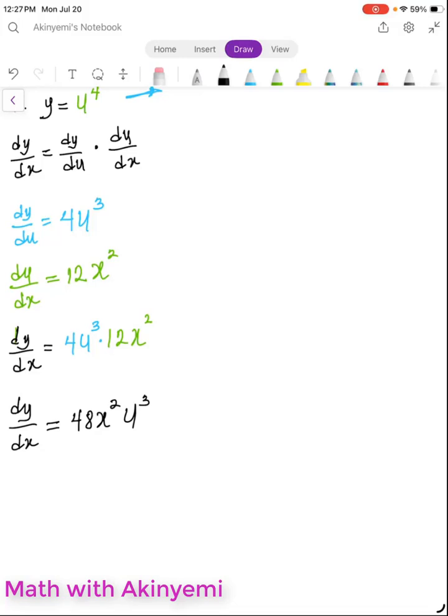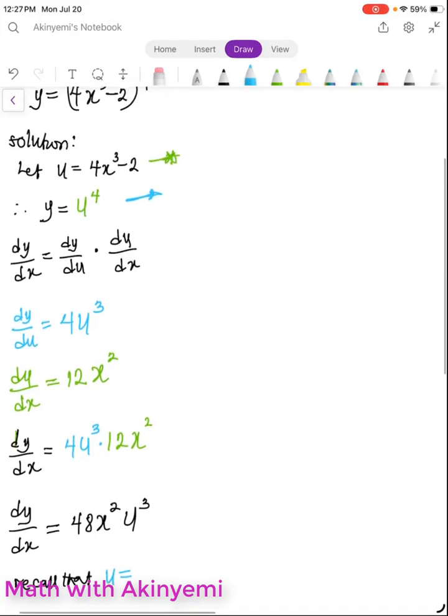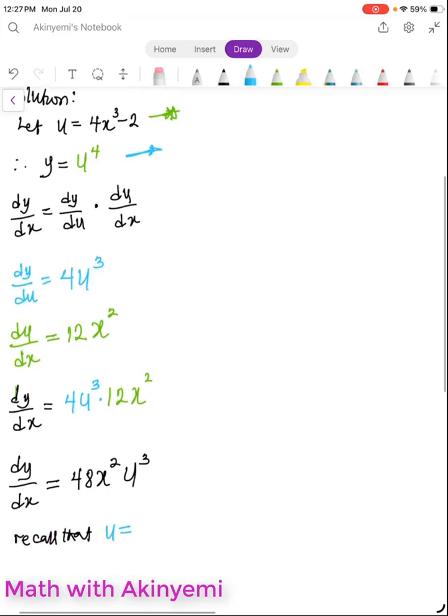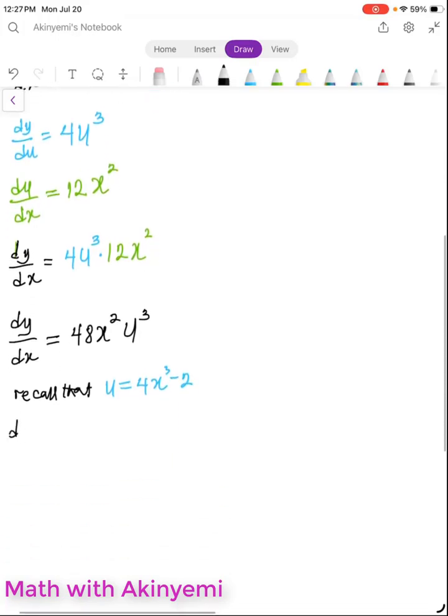Let's recall that u is equal to, what is our u? u is equal to 4x raised to power 3 minus 2. So let's replace it. dy over dx will be equal to 48x squared, and let's put our u there, which is equal to 4x raised to power 3 minus 2. Don't forget we have the power 3; you can put the 3 there.